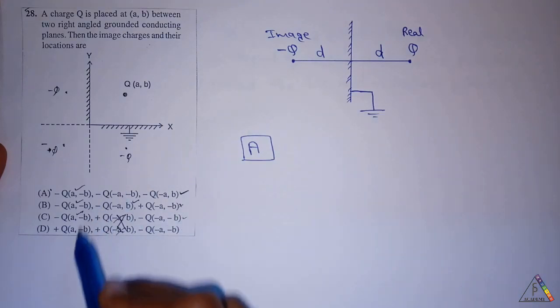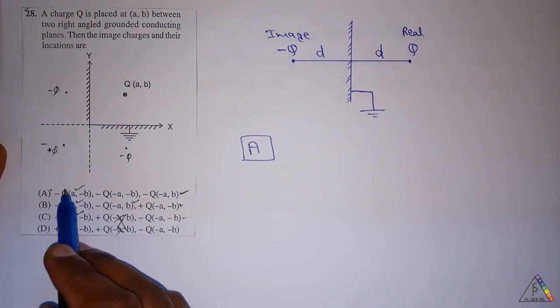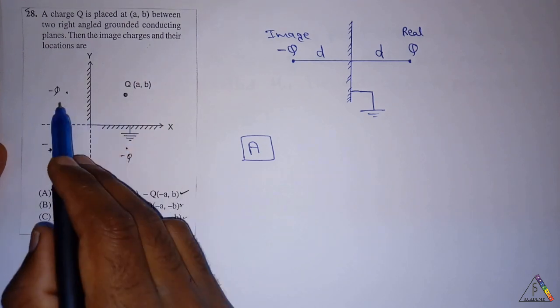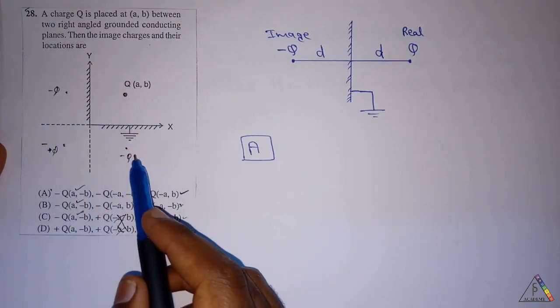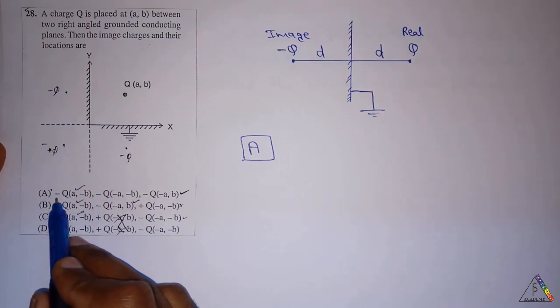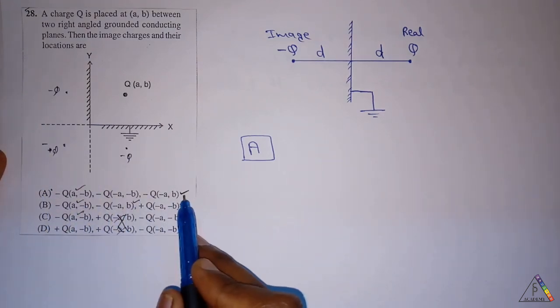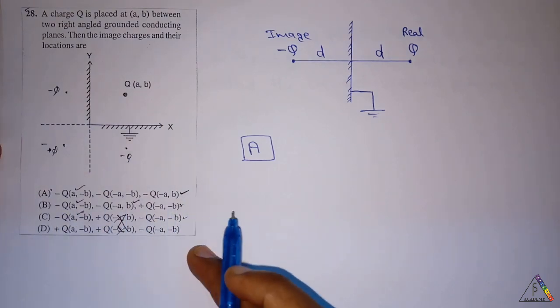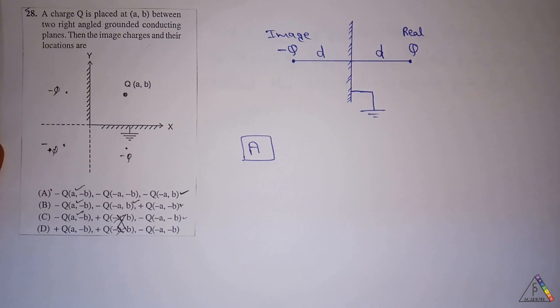Therefore, for this question, the answer is A option, since except this charge, all other charges will be image charges with the negative sign. Therefore, the A option is having all the charges with the negative charge. Therefore, for this question, the answer is A option.